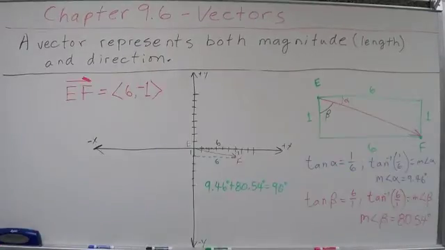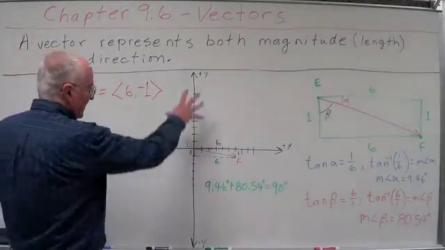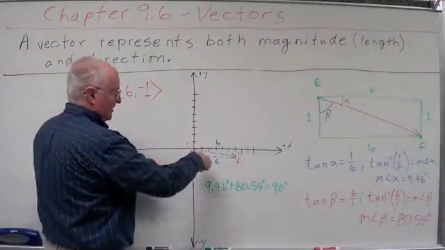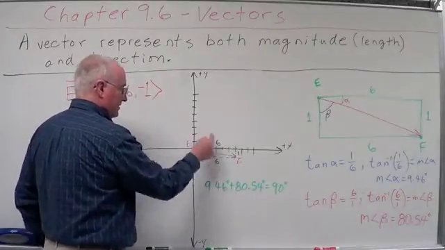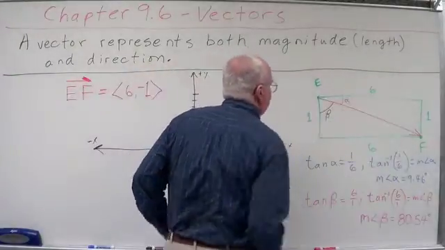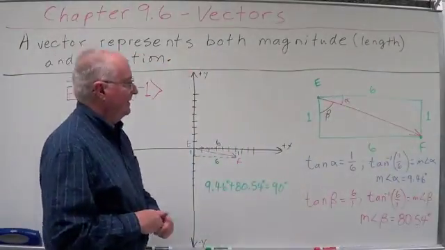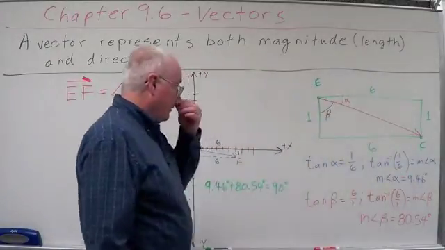So let's look at a little bit of how we would determine direction on this. Let's take the vector we were talking about. Vector EF in component form is <6, -1>. Let's graph it on here. We make a little box out of that. We know that the length is 6 and the width is 1. Now let's blow that up over here. This is (0, 0). This is (6, -1). What do we got here?